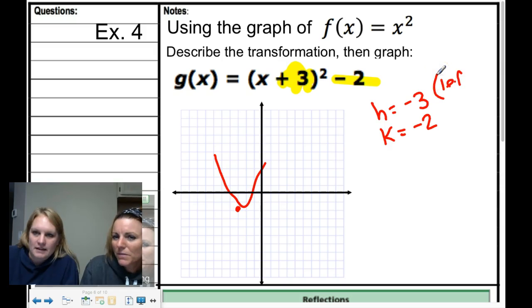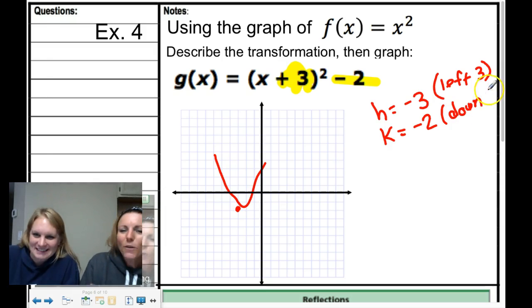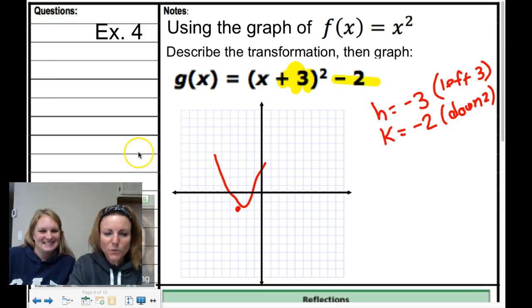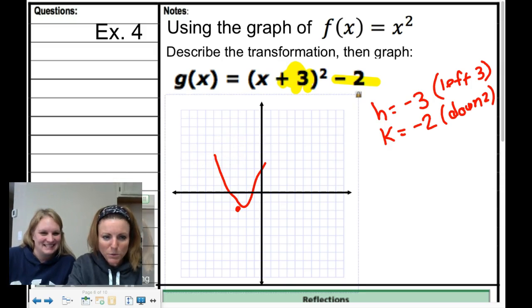Left 3, and down 2. And do we need to pause? Sure. Okay. So we're going to pause for a minute here, and we will be right back.